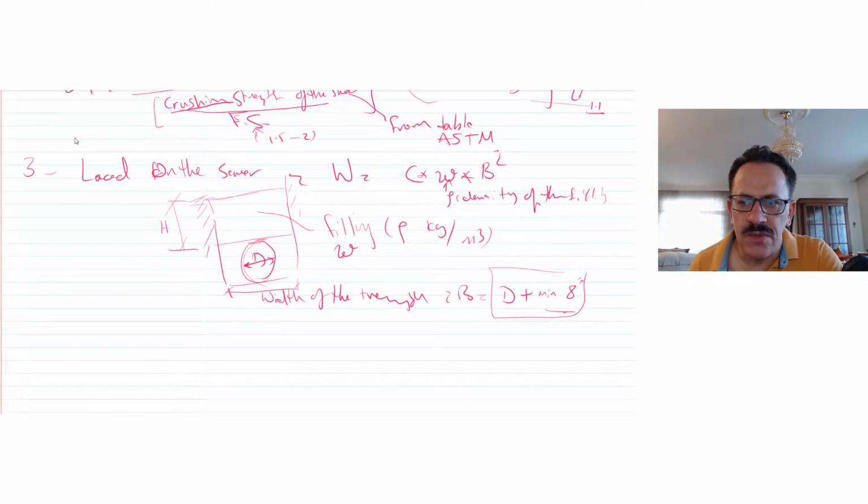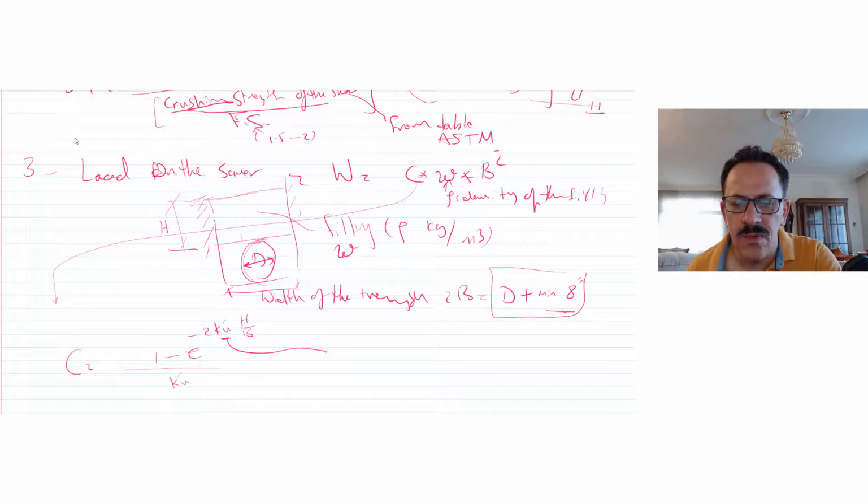Now, this C value, or this factor, will be equal to 1 minus exponential minus 2 KU bar H over B. We said the H is the depth, B is the width, and the KU bar is the product, which will be 0.11 till 0.19. This is the maximum value.